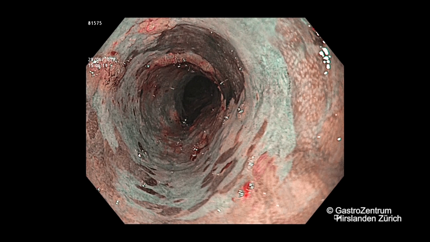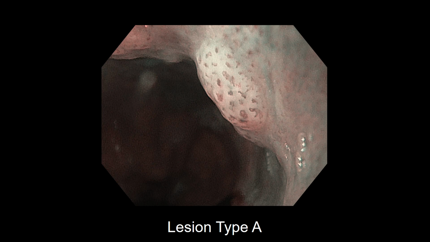We have performed an ESD in this patient. It was a borderline indication. The patient refused surgery at first, and we performed an ESD in this patient. But first, I would like to discuss now with Haru the changes we have found.